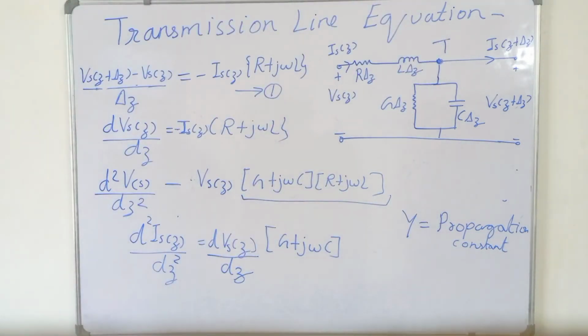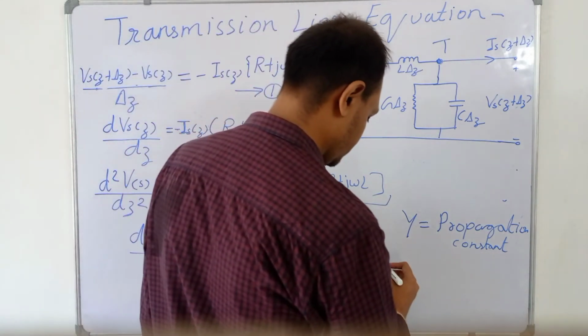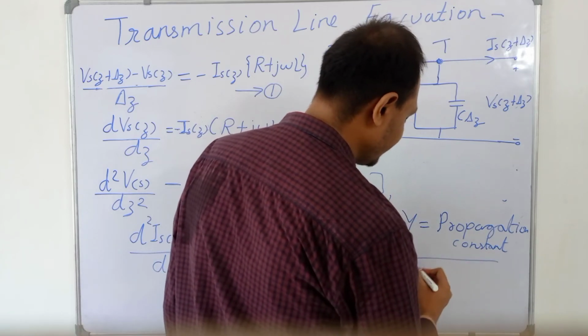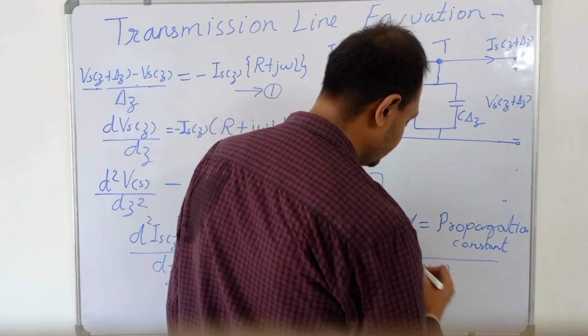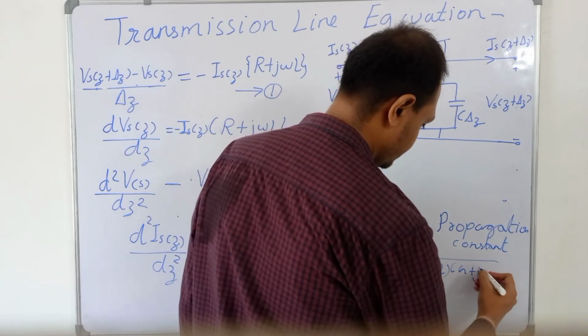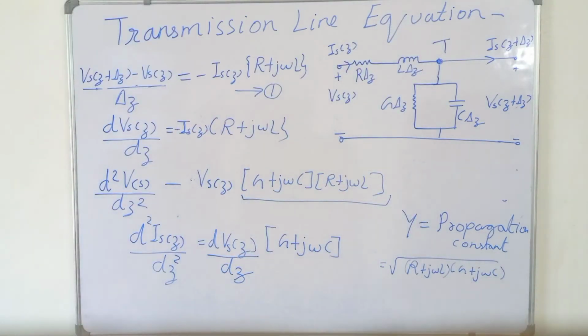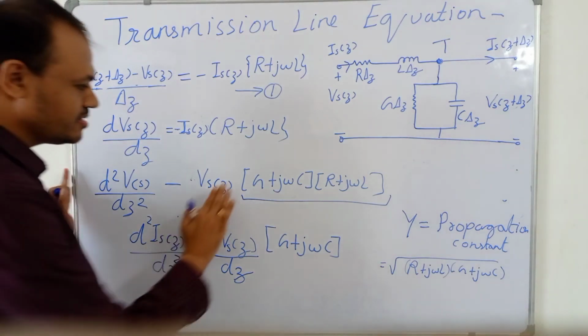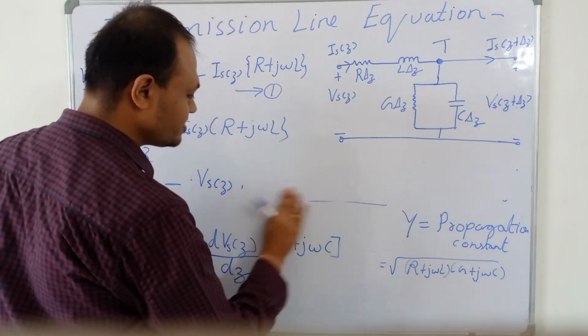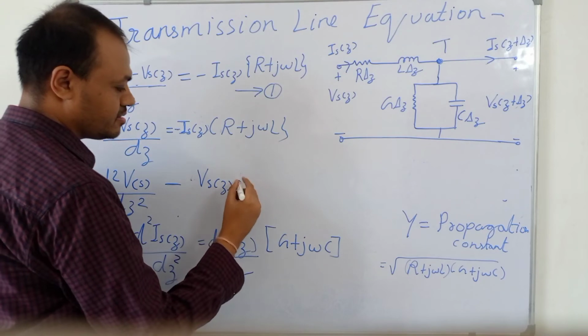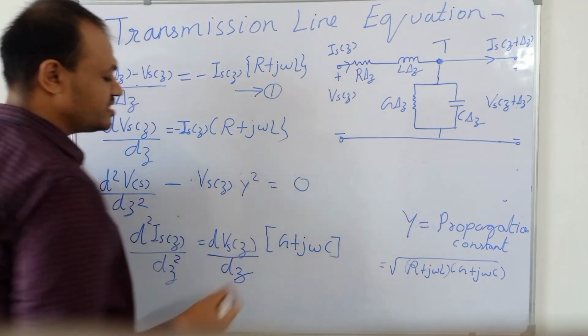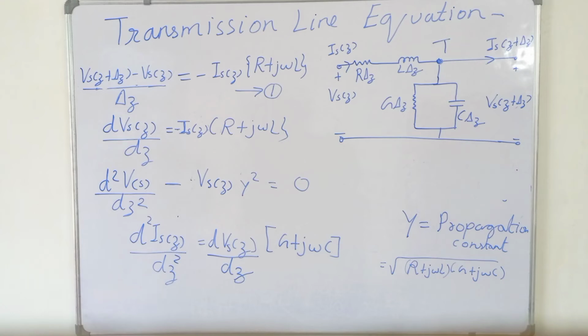Gamma is your propagation constant for the transmission line, and its value is under root of (R plus j omega L)(G plus j omega C). This is your gamma. So if you write that here, you get d square Vs of z upon dz square minus Vs of z into gamma square is equal to 0. Okay, so this is the equation for the transmission line.